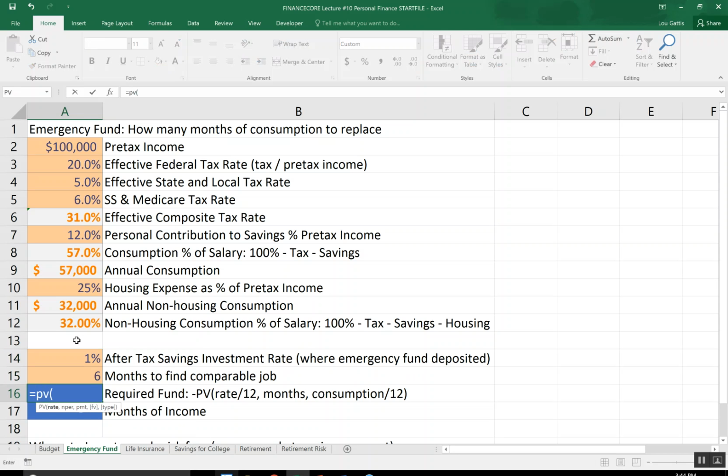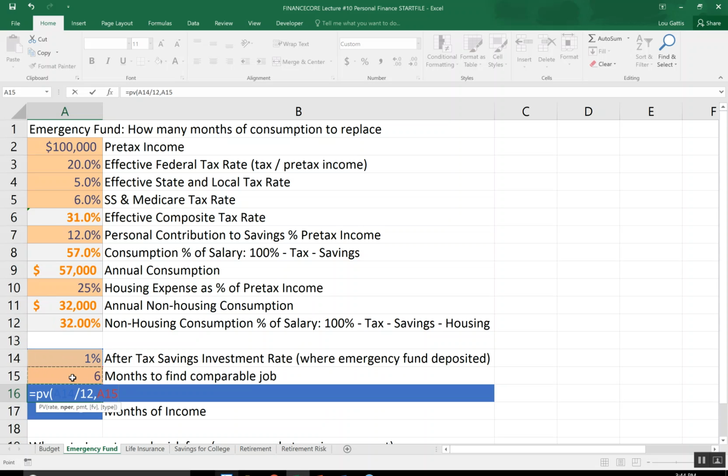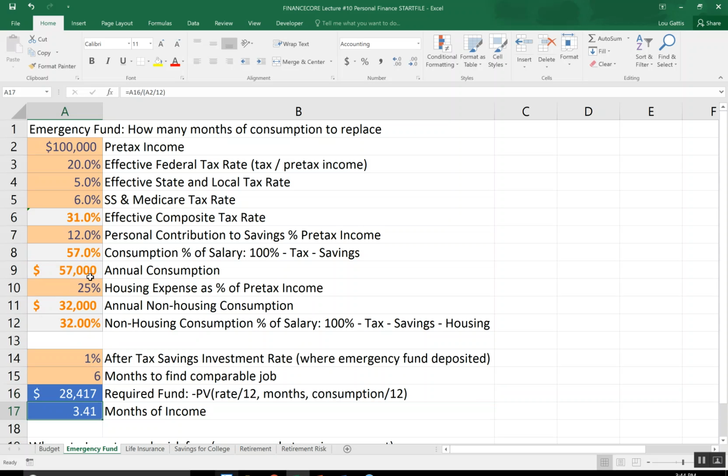I'm going to do the present value of a 6-month annuity where the interest rate per month is 1% divided by 12. The number of periods is 6. And then for the payment, I'm going to do minus 57,000 divided by 12. The only reason I'm doing that is this is all going to be monthly. So I have the monthly interest rate, the number of months, and the monthly payment of 57,000 divided by 12. That tells me that she needs to put aside $28,417.